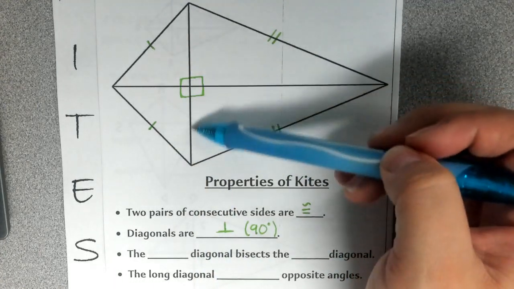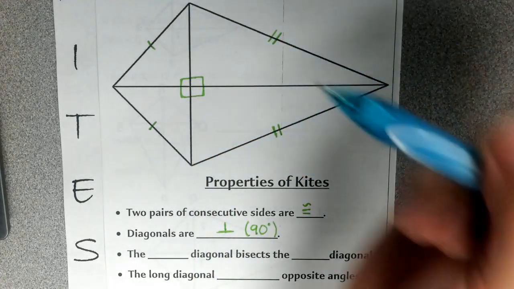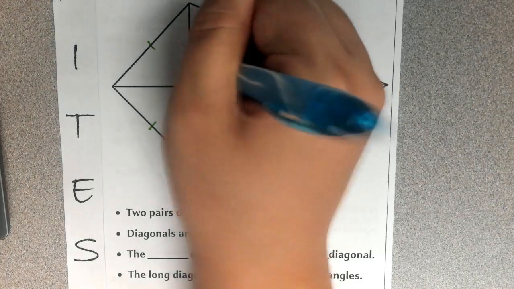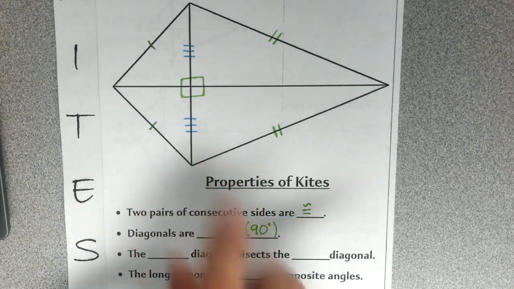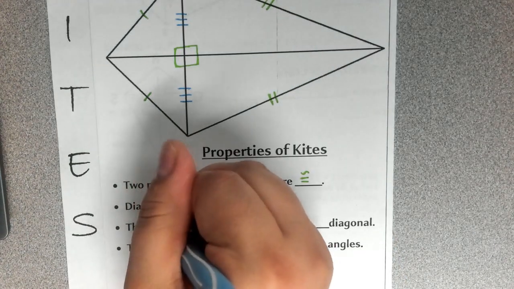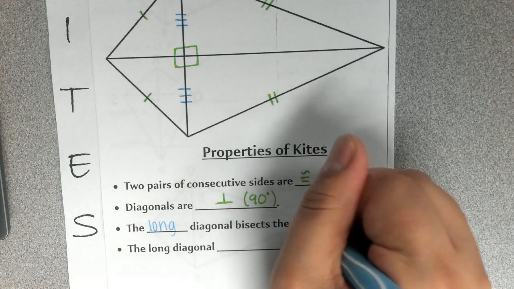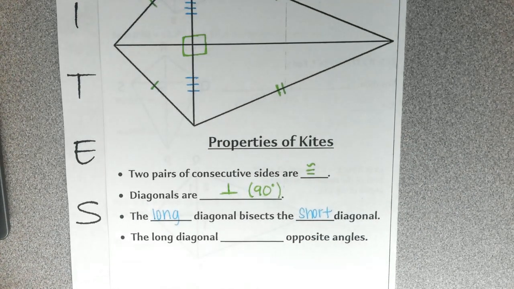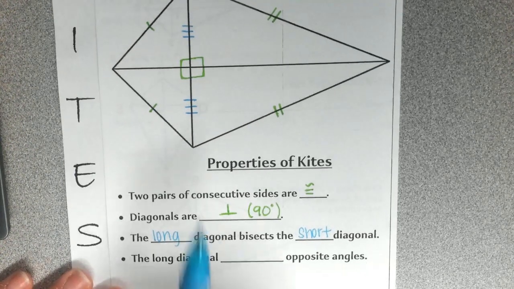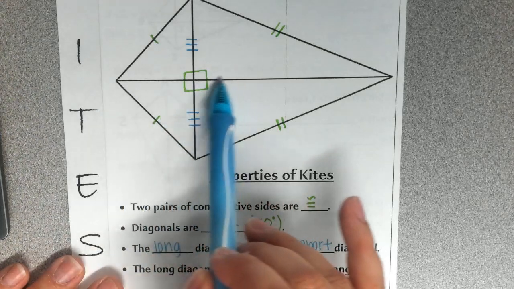However, is the short diagonal cut down the middle? Yes. So I'm going to actually do 1, 2, 3 tick marks right here. 1, 2, 3 tick marks right there. The long diagonal bisects the short diagonal, meaning the short diagonal is cut in half. And that will work every single time. But not only does the long diagonal bisect the short diagonal, what else does the long diagonal bisect?